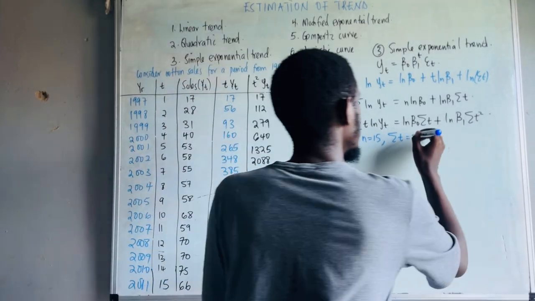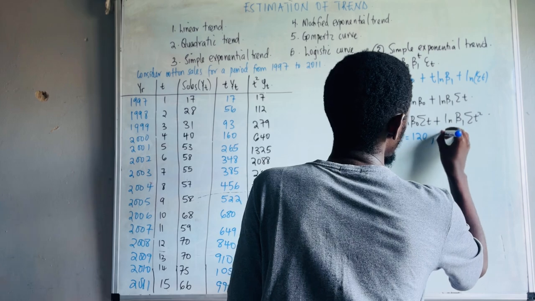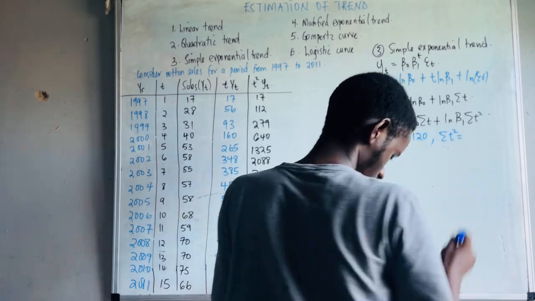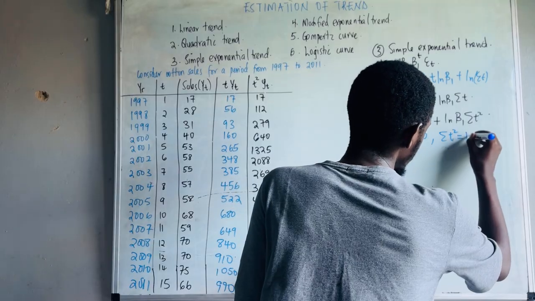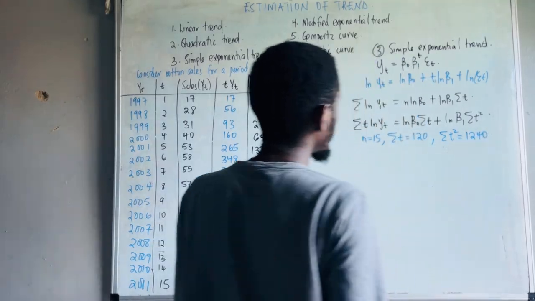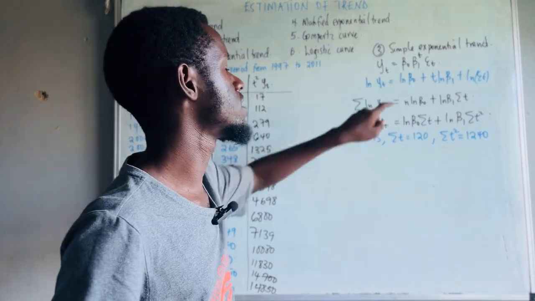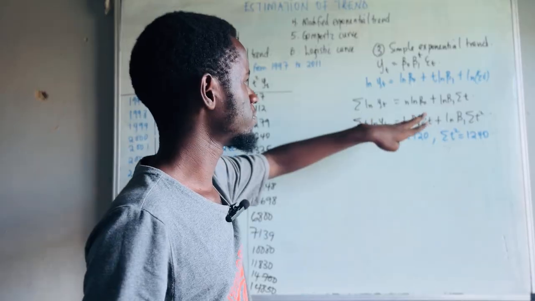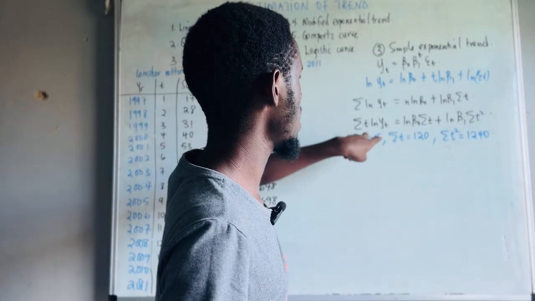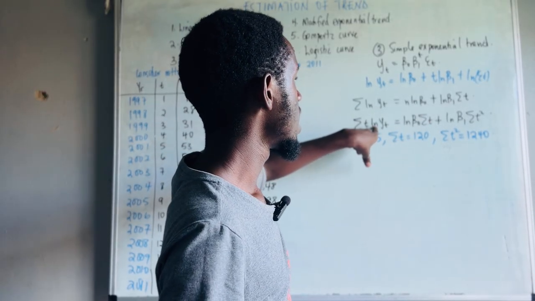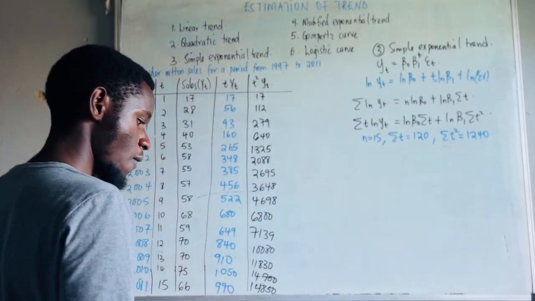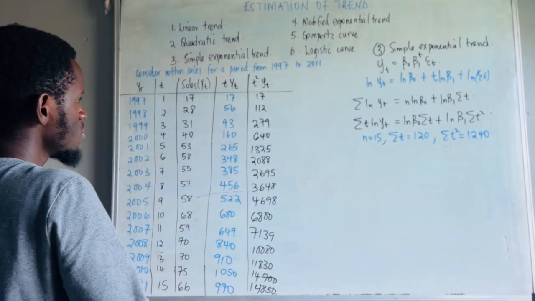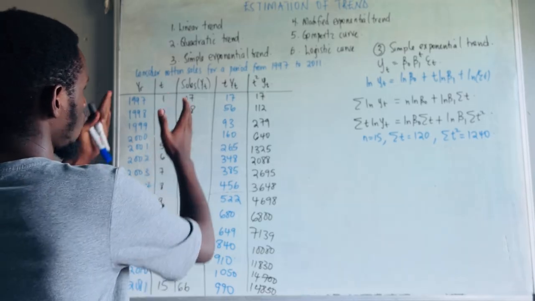We know that our n summation of t is 1 t. I will say that t squared is going to be 1 2. Our task is to find now ln, then we find ln yt, then we find now ln.